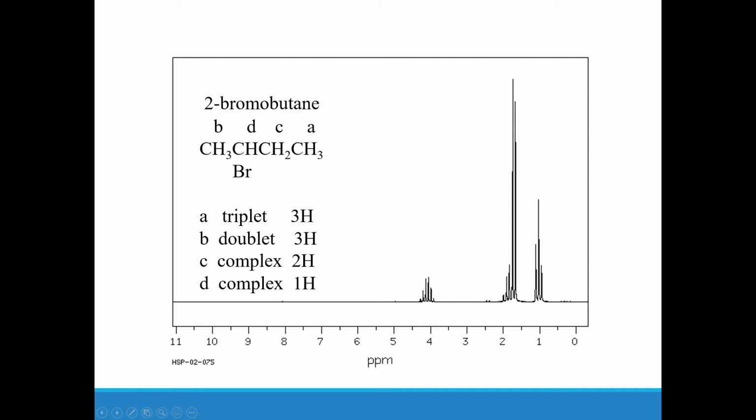For our C, it has 4 neighboring hydrogens. 1, 2, 3, 4. 4 plus 1 is 5, which is complex. And then D, 3 plus 2 plus 1 is 6, another complex.